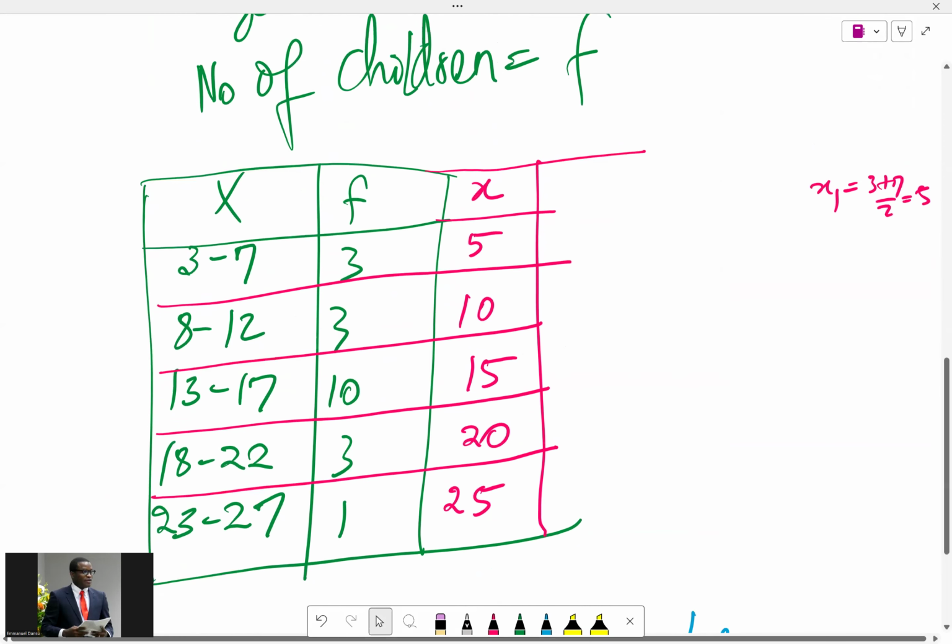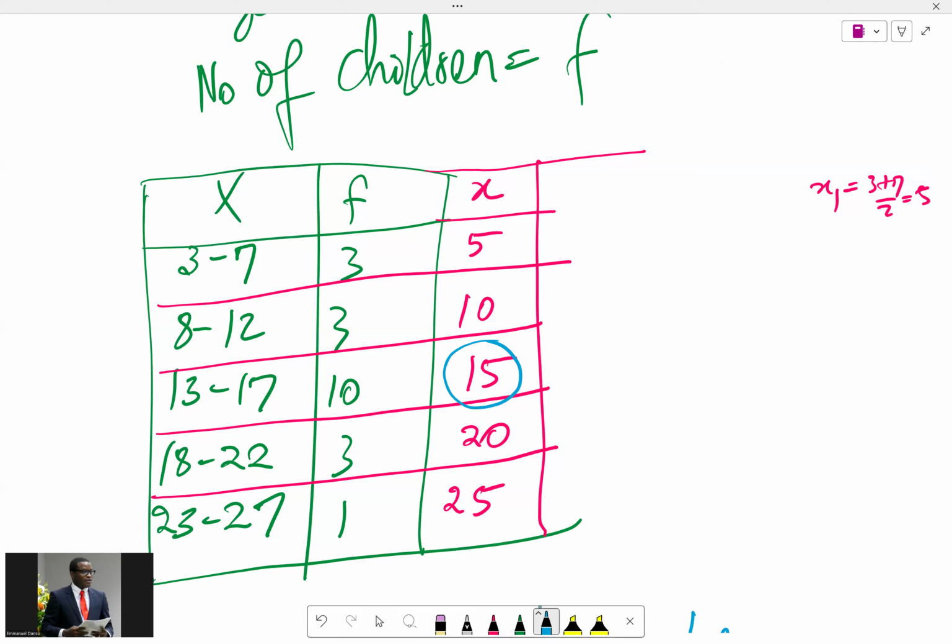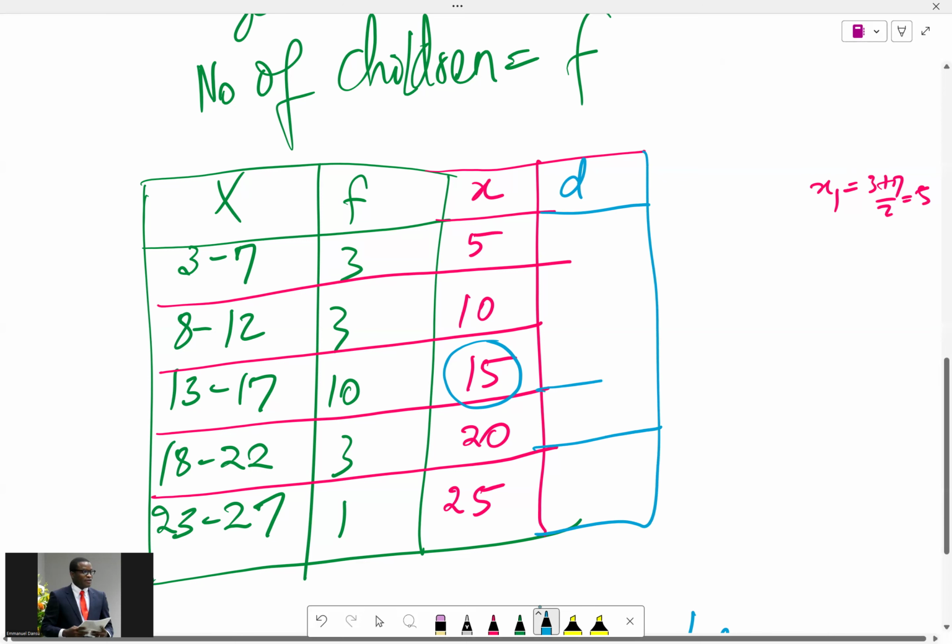Once you pick an assumed mean, here I've picked this one as my assumed mean. I could have picked 17, it doesn't matter, right? But if I pick 15, it can make my work easier, because after getting an assumed mean, the next thing you want to do is find the deviation of the assumed mean from the actual mean.